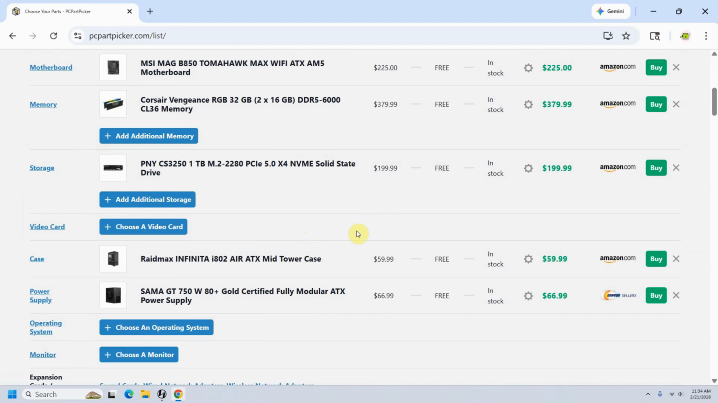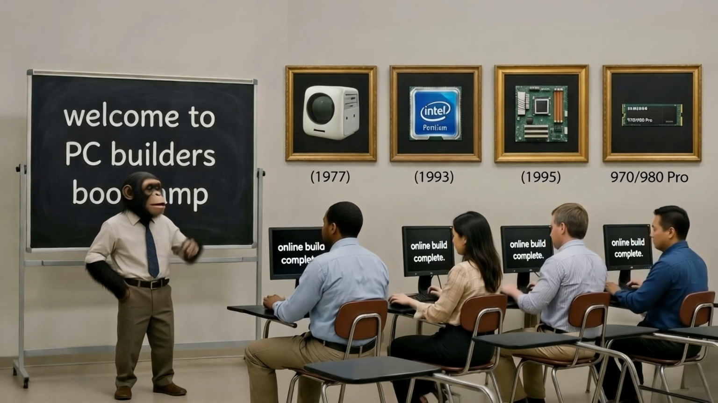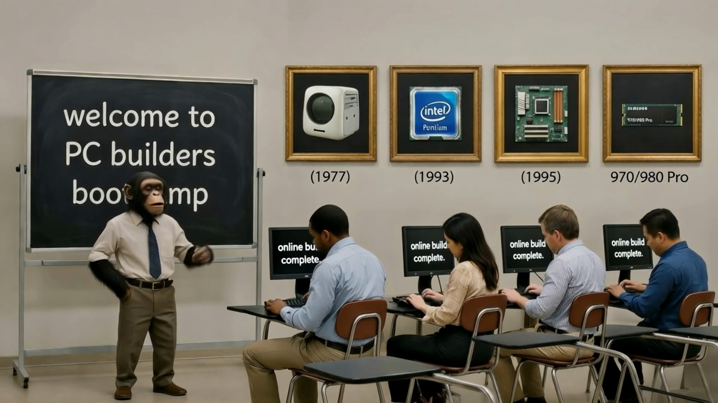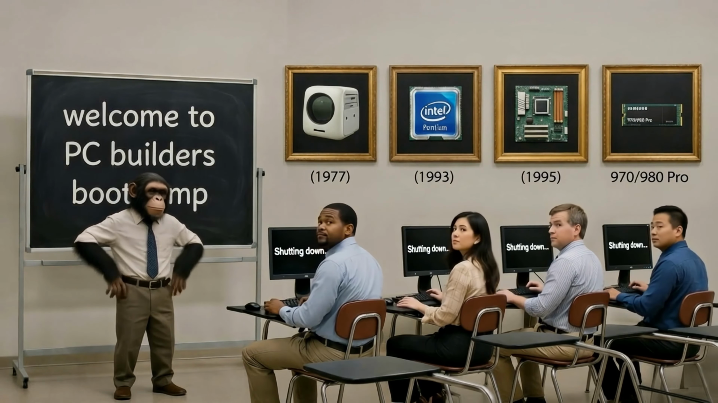So I hope you enjoyed the video. This is how you use PC Part Picker. This is where you go to choose your components. The next series of videos will show you how to put those components in the box. Okay, class, if you have not done so already, save your builds using the Save Build button and then email the link to me.